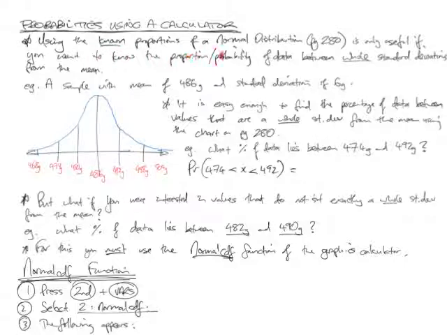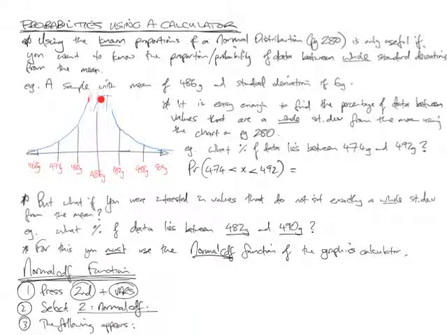So using the known proportions of a normal distribution on 280, it's only useful if you want to know the percentage or proportion or probability of data between whole standard deviations from the mean. What we looked at last time was a normal distribution. We knew the mean and the standard deviations, 1, 2, 3 above and 3 below it. And we used the known percentages on the chart on page 280 to find those.